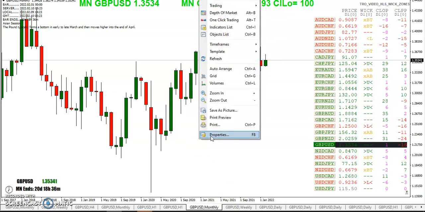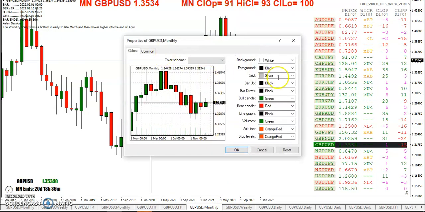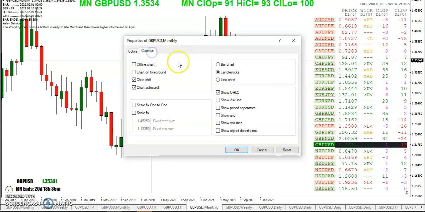So once again, properties is F8. Make sure the grid is something other than none. And then chart shift needs to be on, and then you can shift the chart.